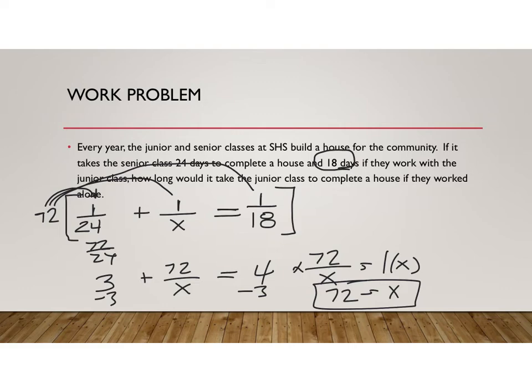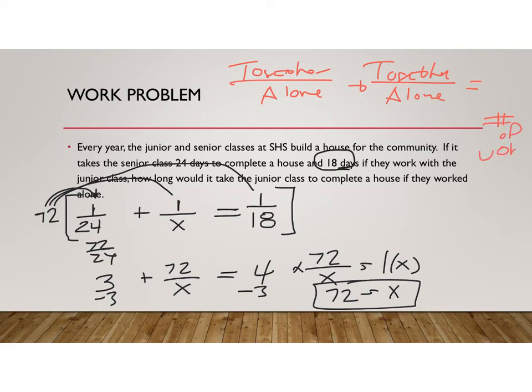Now, this is the way that I use that I believe is a little bit more user-friendly. This would be together over alone plus together over alone equals the number of jobs they're doing. In this case, we're painting one house, one complete job. So the seniors' together time in this case is 18. So I'd have 18 over something plus 18 over something, and I'm painting one house.